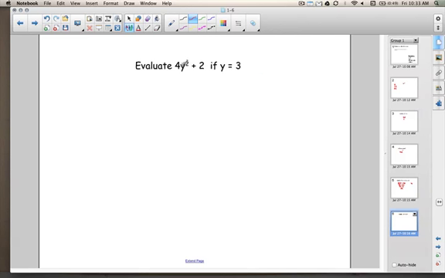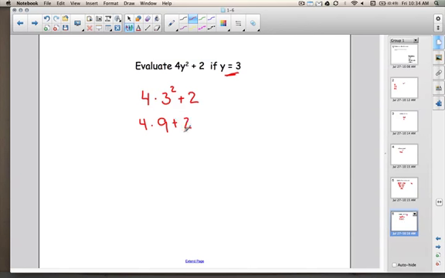Here it says, evaluate 4y squared plus 2 if y equals 3. So that means anywhere I see y, you can put in the number 3. So I'm going to rewrite this. 4 times 3 squared plus 2. So the order of operations says, are there any parentheses here? Nope, there aren't any. Are there any exponents? Yes, right here we have an exponent. So that's 3 squared, or that's 3 times itself. So 3 times 3. Remember, that's not 3 times 2. So this is 3 times 3, which is 9. I'm going to do that first, and I'm going to bring everything else down.